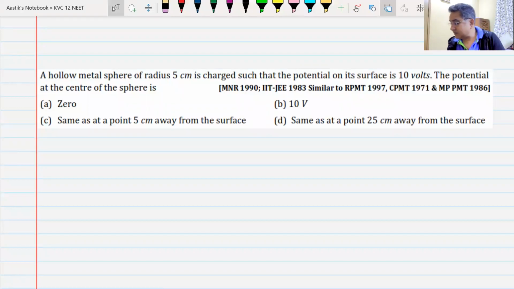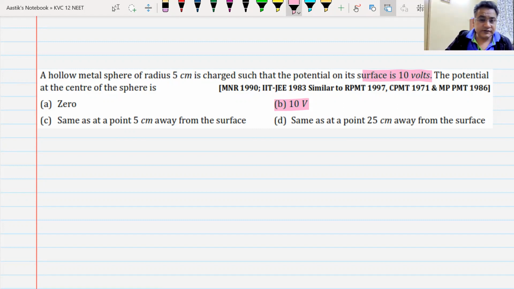So whatever is the potential on the surface, the same is the potential at the center, and the answer is 10 volts. The answer is 10 volts. Very sad.